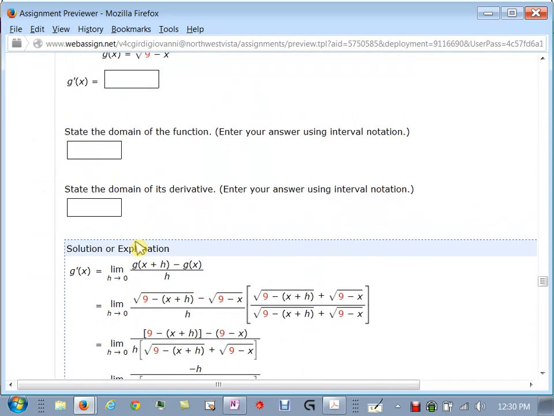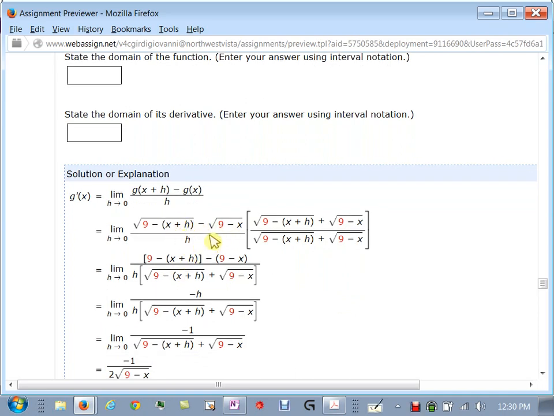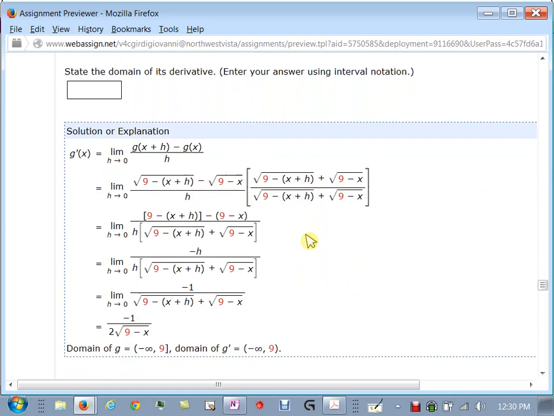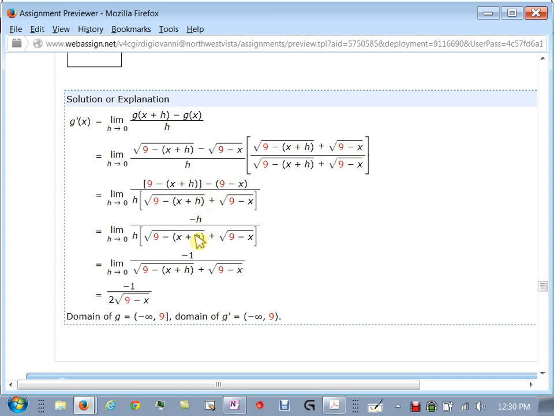Okay, so here it is. They use this definition of the derivative. Then they write it out. Then they come through with the conjugate. Go ahead and simplify, and at the end you get this.